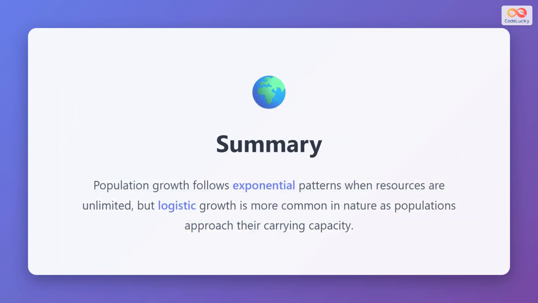To summarize, population growth follows exponential patterns when resources are unlimited and there are no constraints on population increase. However, logistic growth is much more common in nature because populations eventually approach their carrying capacity. The carrying capacity represents the maximum sustainable population size for a given environment. Understanding both models helps ecologists predict population changes, manage wildlife populations, and understand the dynamics of ecosystems. These concepts are fundamental to conservation biology, resource management, and understanding how organisms interact with their environment.